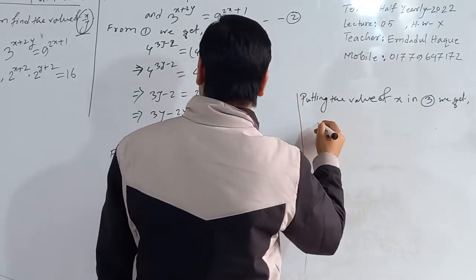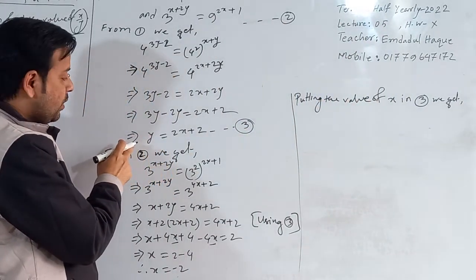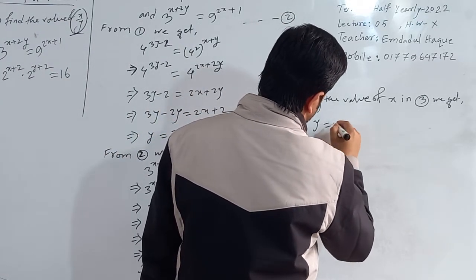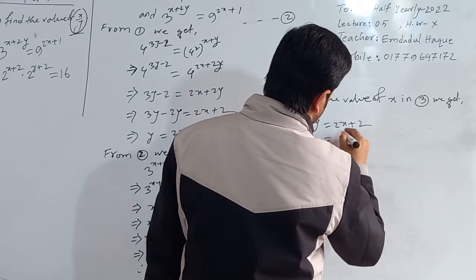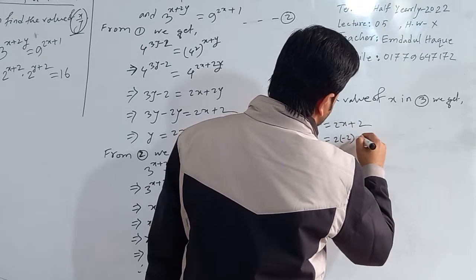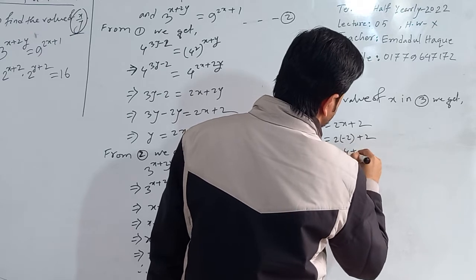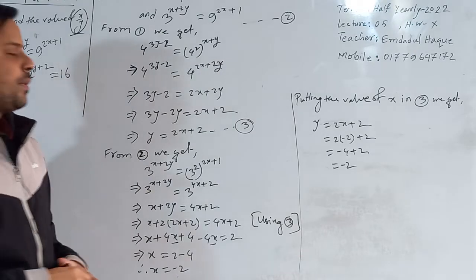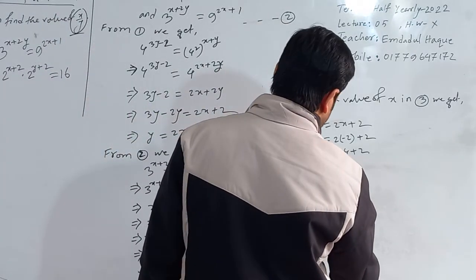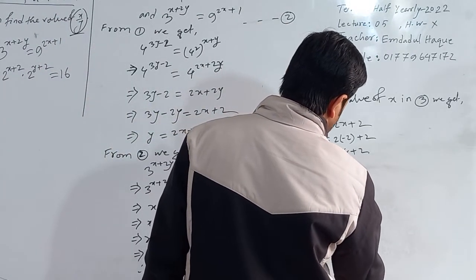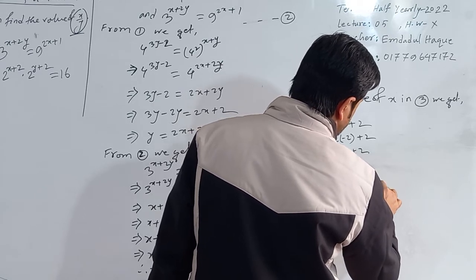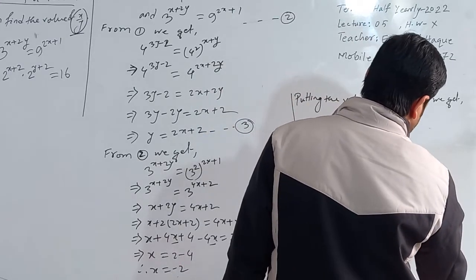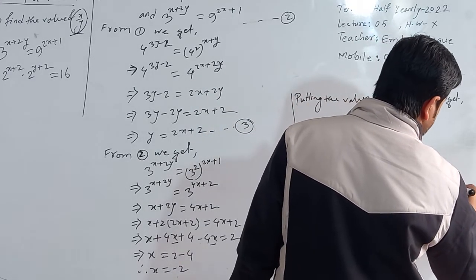What will we get here? Equation 3 is y equals 2x plus 2. Now put the value: you will get 2 into minus 2 plus 2, that is minus 4 plus 2, which is equal to minus 2. So the required solution is x equals minus 2, y equals minus 2.